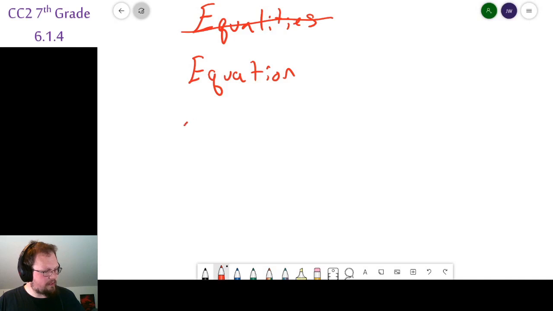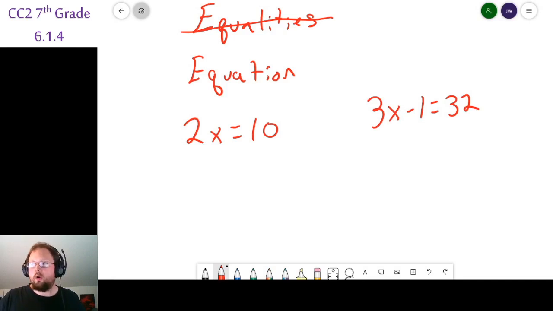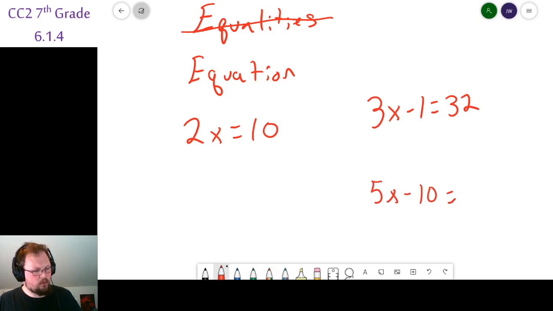An equation is something like 2x equals 10. Or 3x minus 1 equals 31. Or, that's a terrible example. Let's do 32. Or 5x minus 10 equals 2x plus, trying to make up a problem on the spot. Let's do that. And you've got a whole bunch of things that are equations, and these typically have a single answer that makes them true.